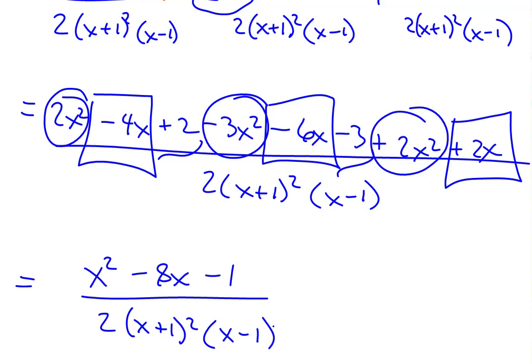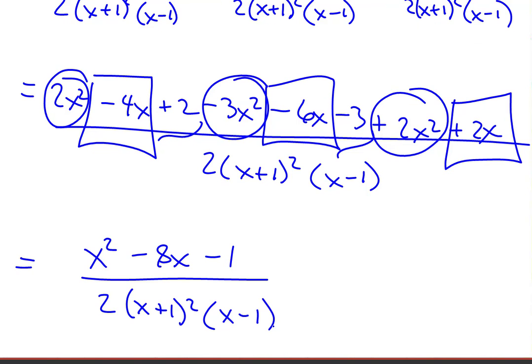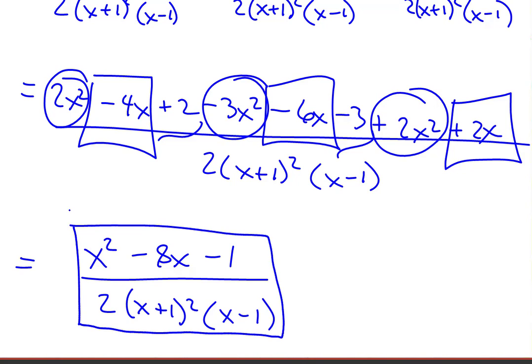And then, of course, you should check to make sure that this can't be reduced further, right? If the numerator was factorable in a way that would cancel with something in the denominator, we should do it. But you can do a quick product sum check on that, and you'll find it's not going to work. It's not factorable. So that's where we'll leave it.